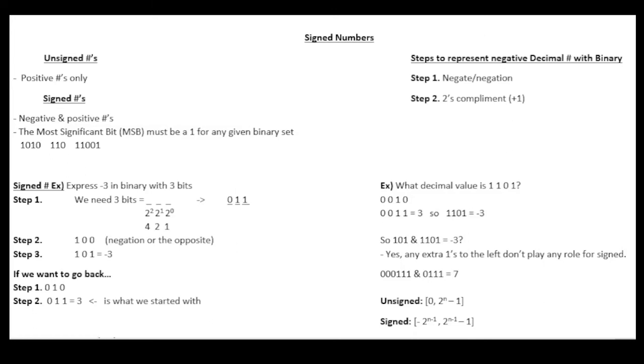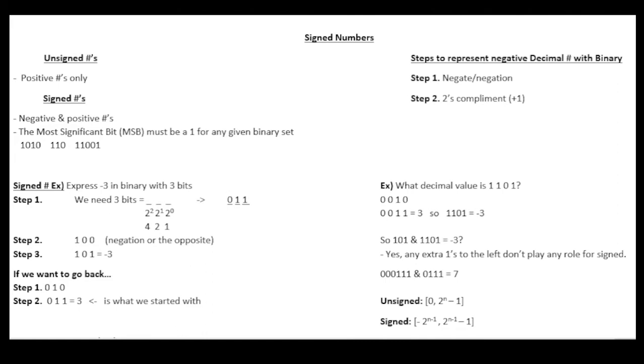Today I'll be talking about signed numbers. So unsigned numbers only represent positive values. Signed numbers, on the other hand, represent both negative and positive numbers. So if you're given a set of binary numbers of ones and zeros, how do you know if that binary set represents a value of negative or positive?